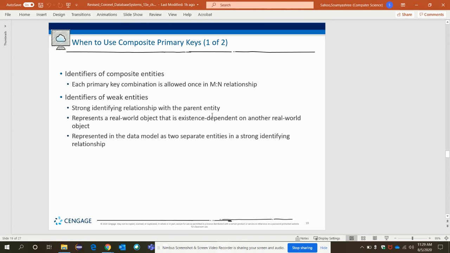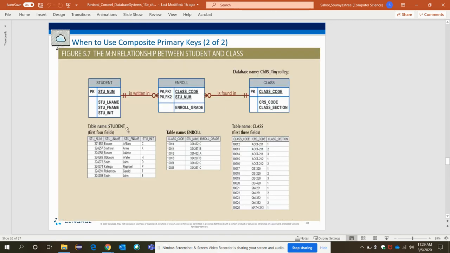Next is when to use composite primary keys. To understand this, here is the example that we are going to see. Composite primary keys are particularly useful in two cases: as identifiers of composite entities, where each primary key combination is allowed only once in the many-to-many relationship; and as identifiers of weak entities, where the weak entity has a strong identifying relationship with the parent entity.